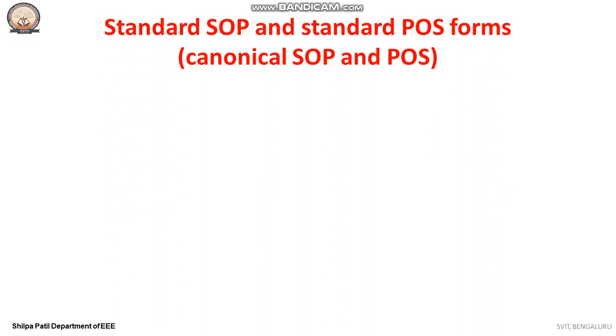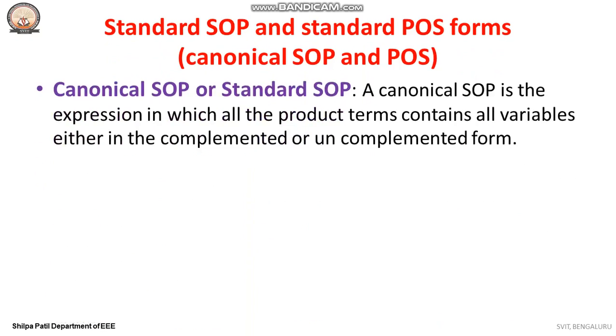Right. So now we came to know what SOP and POS are. Now we will discuss what standard SOP and standard POS are, or canonical SOP and canonical POS. A canonical SOP: in an SOP expression, we know that we have product terms. If every product term has all the variables, either in complemented or uncomplemented form, we call such an expression a standard SOP or canonical SOP.